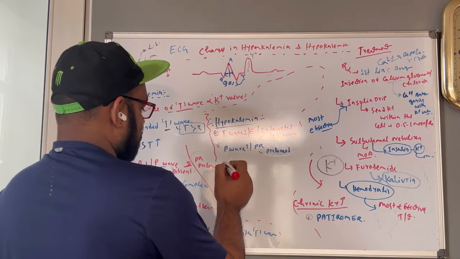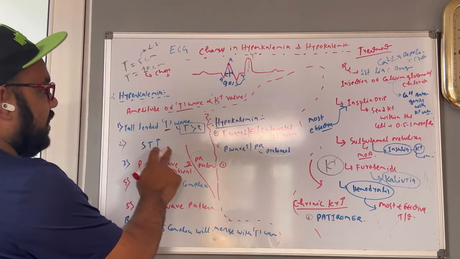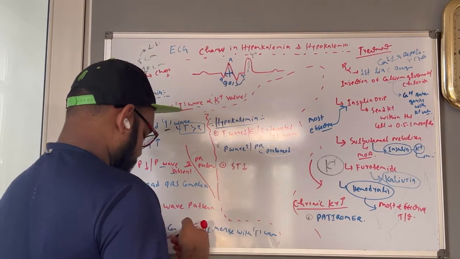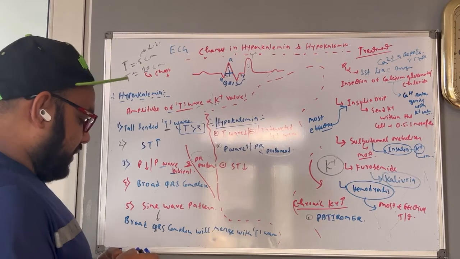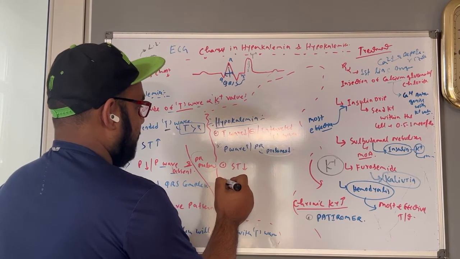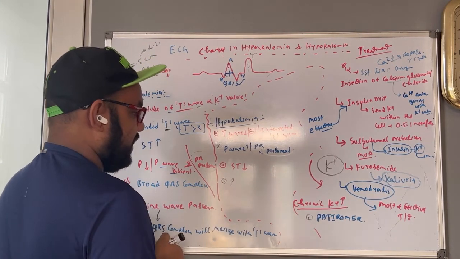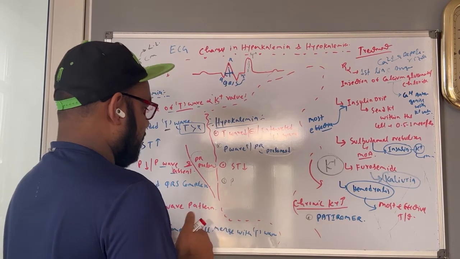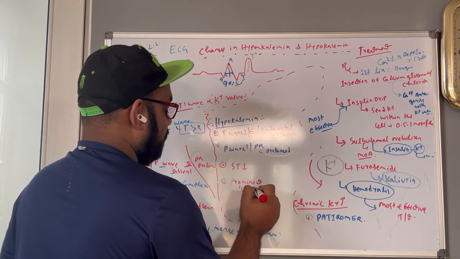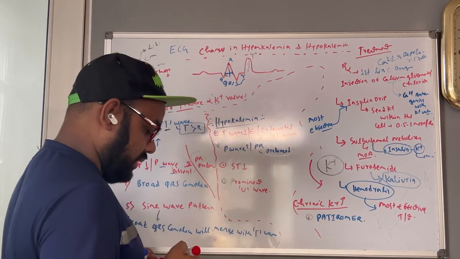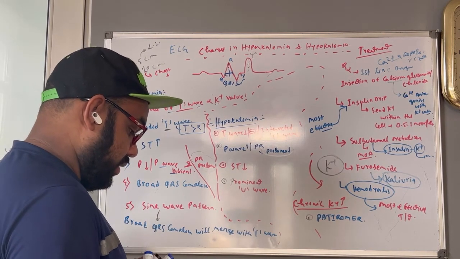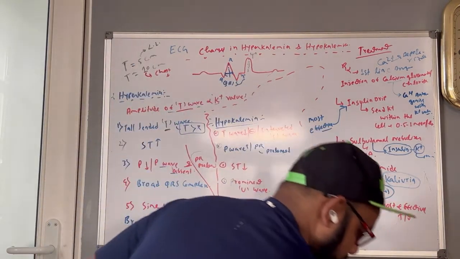In hyperkalemia, we get ST segment elevation. So in hypokalemia, we will get the opposite: ST segment depression. And in this case, another thing, we will get a prominent U wave. Okay, now let's draw the ECG. What type of ECG will we get over here?